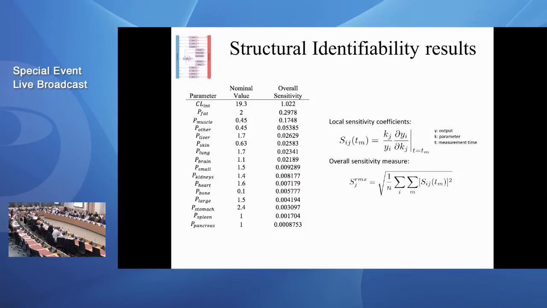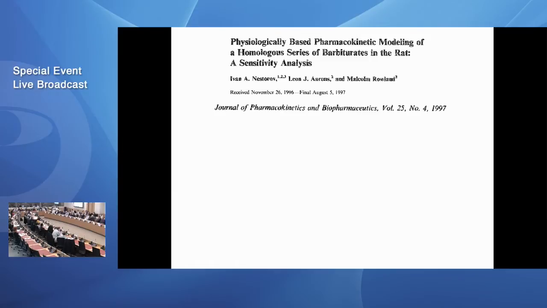This is my friend Ivan Nesterov again. This is actually quite old as well, 1997. He looked at a PBPK model for a series of barbiturates and essentially did a local sensitivity analysis here. More recently, there's quite a nice paper, 2009, by some people from Montreal, where they looked at a sensitivity analysis for a PBPK model, looking at the importance of the P-glycoprotein played a part here.